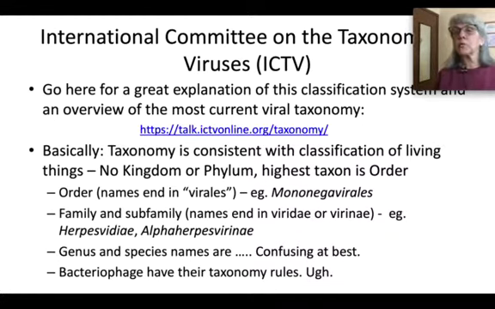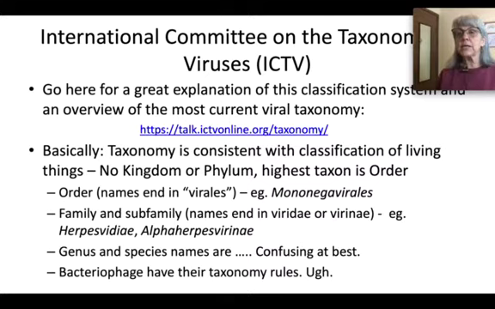These are a group of worldwide scientists whose responsibility is identifying and classifying these viruses, and new viruses, there are many of them these days lately, into groups. The groups are taxa, consistent with taxonomy, and basically there's no kingdom or phylum. The highest group or taxon is order.